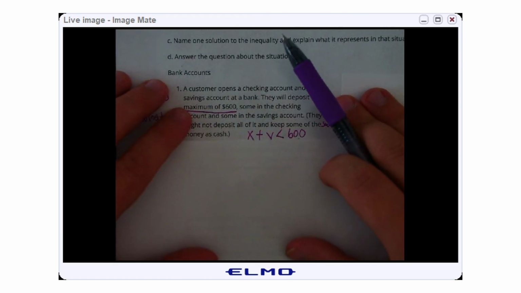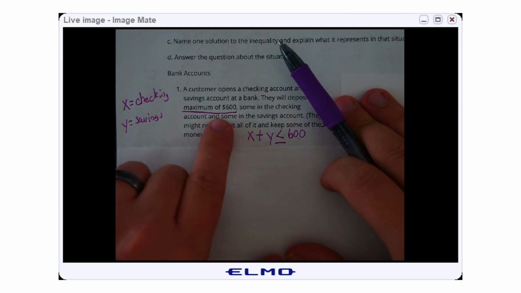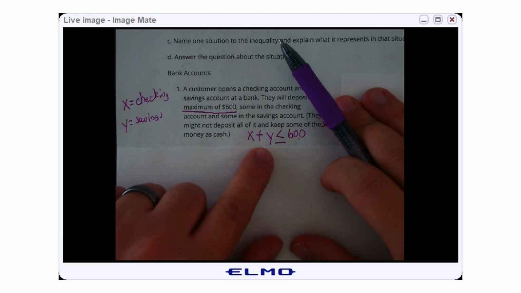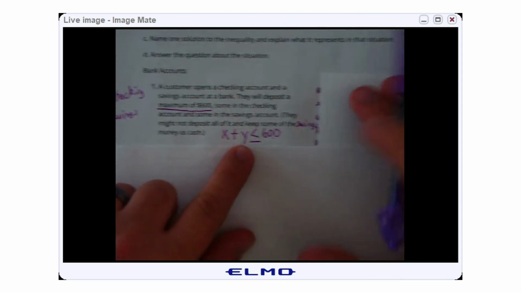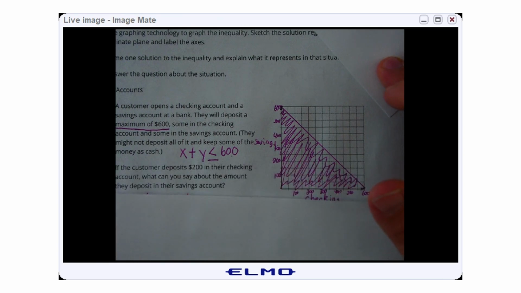So the inequality I wrote is X plus Y is less than or equal to 600, right? Because having a maximum of 600, if I add these two things together, has to be less than 600, but it also could be equal to 600. Again, this is just the first part. What I would then do is take this and graph it on Desmos. But if you don't want to do that, you can just take a look at my graph here. I tried to point out all the important parts of this.